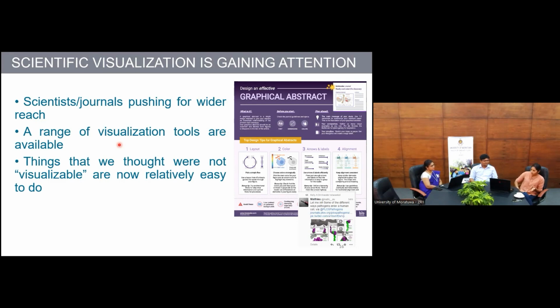The good news is that there are so many visualization tools which are now available to all of us. There are industrial tools like Power BI or Tableau, which are more suited to industrial-level organizational visualizations. But even as scientists, there are now a whole host of visualization tools available, and many of them are freely available as well. And actually, there are things which I once thought were not visualizable, which are now relatively easy to do.